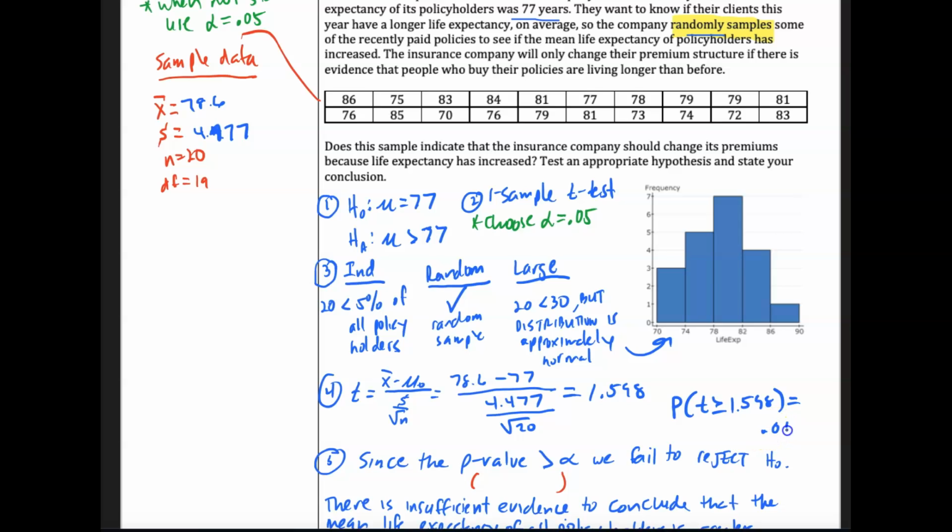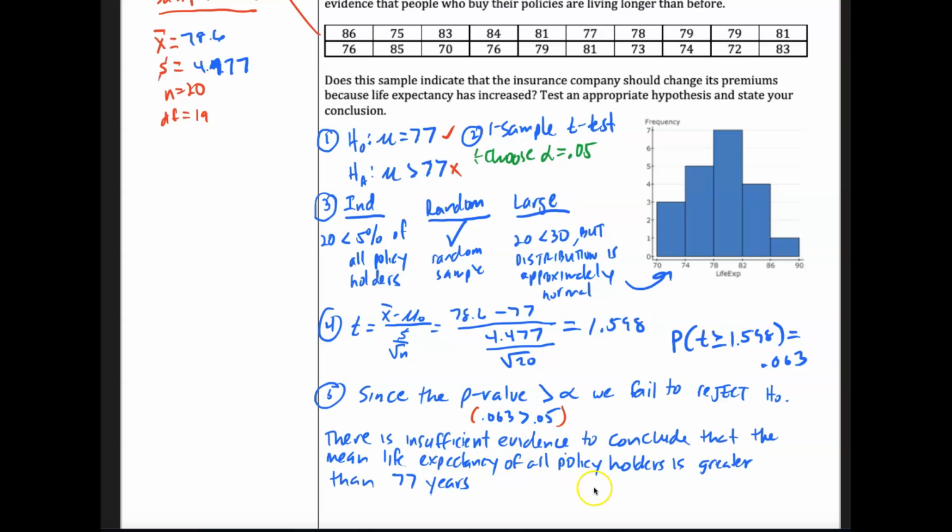And then we use that. Since the p-value is greater than alpha, 0.063 is greater than 0.05, we fail to reject the null hypothesis. Oops, failed to reject. Let me fix that. I like to put a mark there that this is what we're accepting essentially and rejecting that. And since that, we can say there is insufficient evidence to conclude that the mean life expectancy of all policyholders is greater than 77 years.